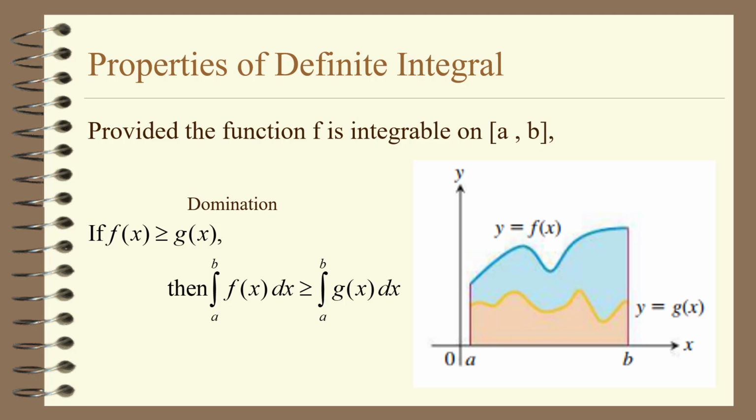And if the function is integrable on the interval from a to b, we have the domination property, that if one function's value is always at least as large as another, then the definite integral of the first function is always at least as large as the definite integral of the other. And it's suggested by this picture. You can see the region under the blue graph is clearly larger in area than the region under the orange graph. So the picture once again suggests the truth. All these though I would have to prove. I'm just choosing not to.